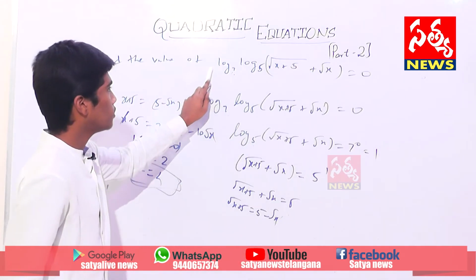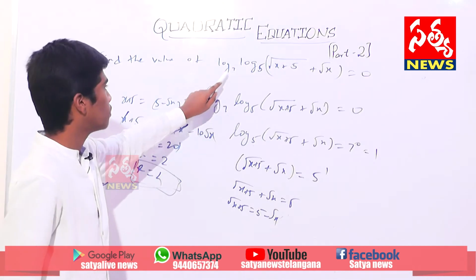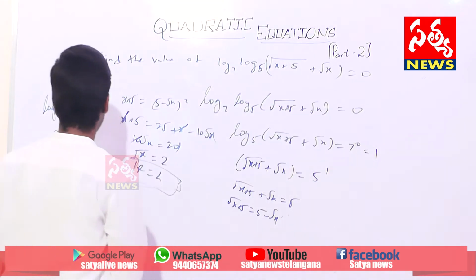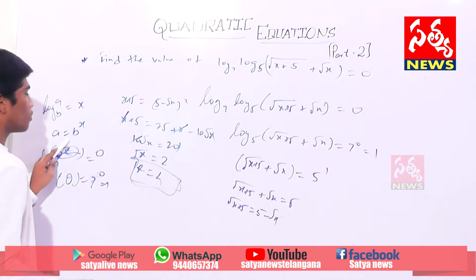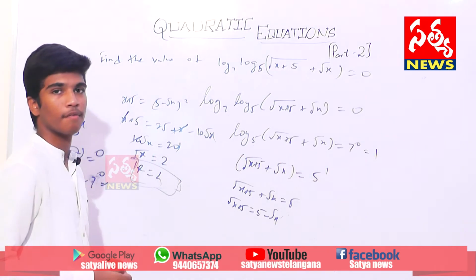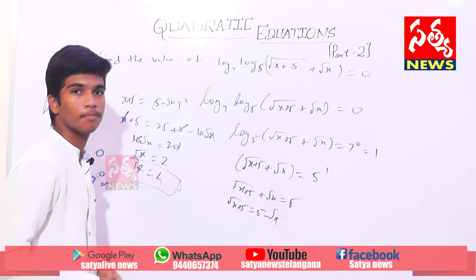So only one thing: if log a base b is equal to x, then a is equal to b power x. This is the condition you have to remember. Afterwards you can directly solve them.